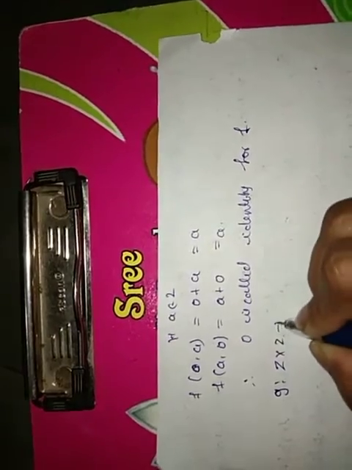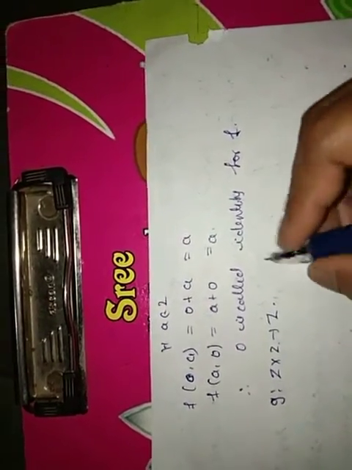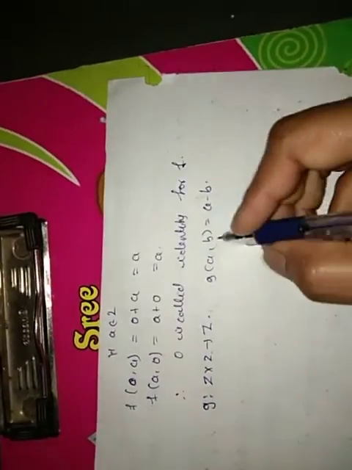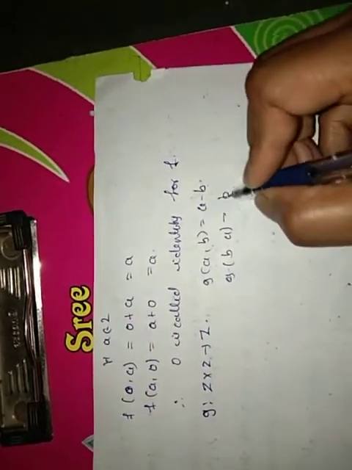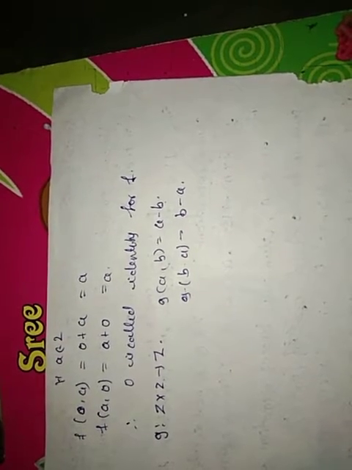Now consider a function g from Z × Z to Z, which is defined by g(a, b) equal to a minus b. This function doesn't satisfy the commutative and associative laws, because g(a, b) equals a minus b and g(b, a) equals b minus a, and a minus b is not equal to b minus a for all a, b belongs to Z. Therefore, the condition is not satisfied.